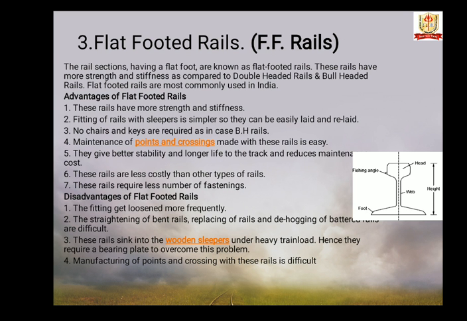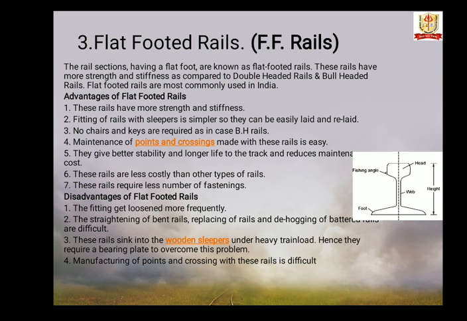Advantages of flat-footed rails: these rails have more strength and stiffness. Fitting of rails and sleepers is simpler, so they can be easily laid and relaid. No chair keys are required as in the case of BH rail. Maintenance of points and crossings made with this rail is easy. They give better stability and long life to the track and reduce maintenance cost. These rails are less costly than other types of rails. These rails require a smaller number of fastenings.